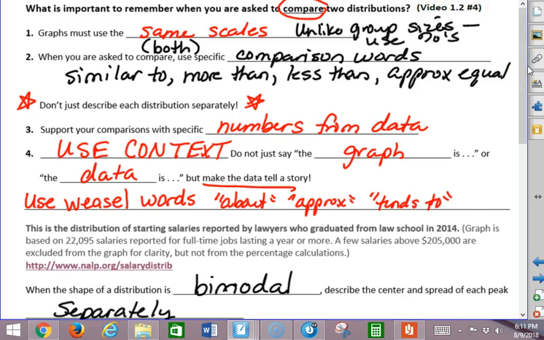Now this video is getting a little bit long, so I'm going to show you the notes with the words already filled in and talk about them a little, and you can pause this to fill them in. When you are comparing two distributions, there are some important things to remember. Graphs must use the same scales on both axes. If you are dealing with unlike group sizes, you must use percents and not counts, relative frequency instead of frequency. When you're asked to compare, use specific comparison words: similar to, more than, less than, approximately equal. Do not just make what I call a laundry list of characteristics for each graph separately without comparing.